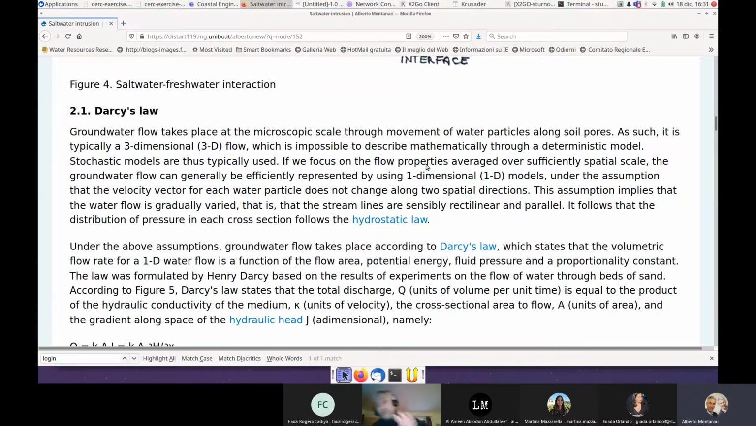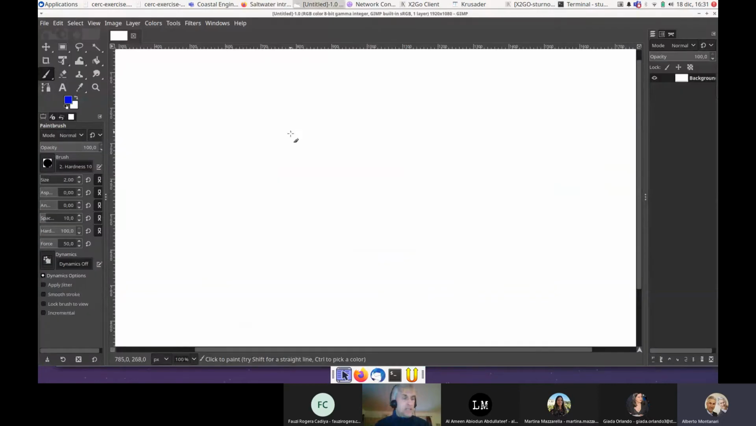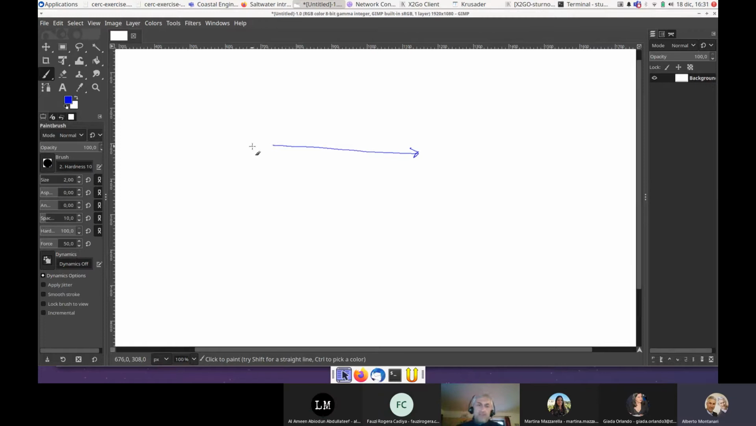So let me turn into the graphic blackboard because I want to clarify what I said. So basically, if you have a flow dominating in one direction, this means that you have the component of the velocity that, the velocity has a significant component only in this direction.